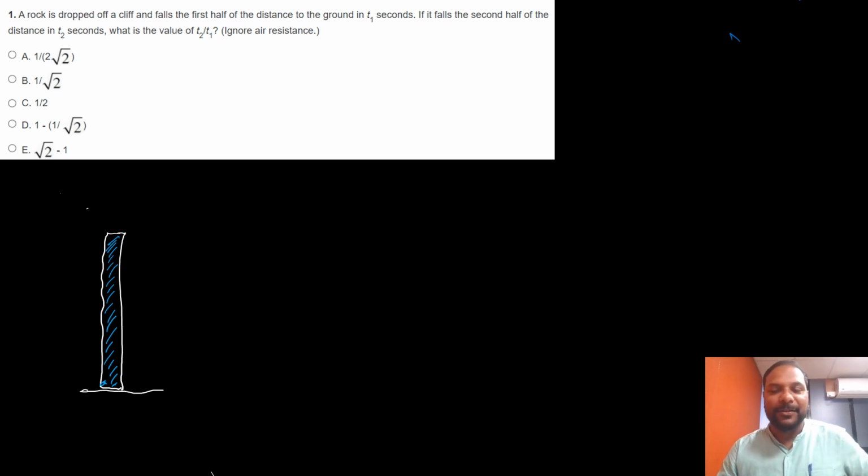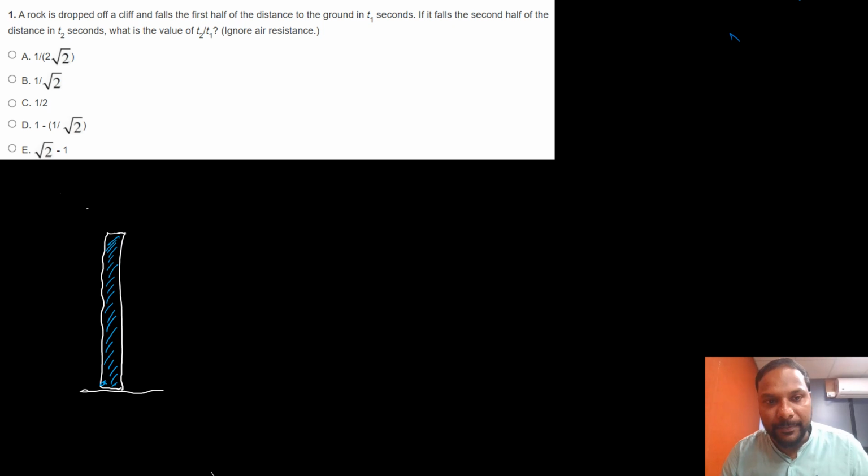Okay, so you can see, go through the question. A rock is dropped off a cliff and falls the first half of a distance to the ground in t1 seconds. If it falls the second half of the distance in t2 seconds, what is the value of t2 by t1? Okay, so assume that you have a cliff. The rock falls the first half of the distance, and the time covered is t1.